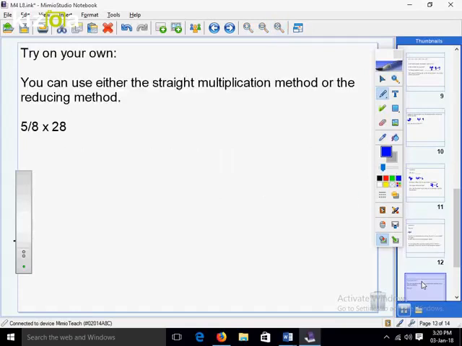I want you to try this one on your own. You can use either just the multiplication and then reduce later, or you can reduce first and then get your answer. But go ahead and try 5/8 times 28.